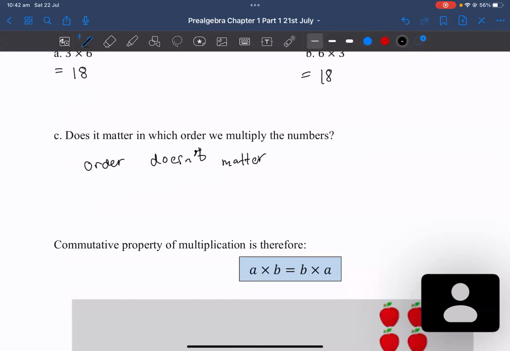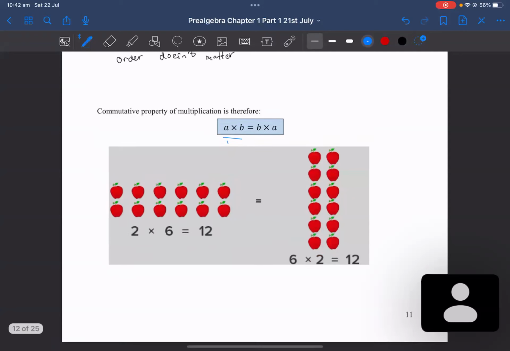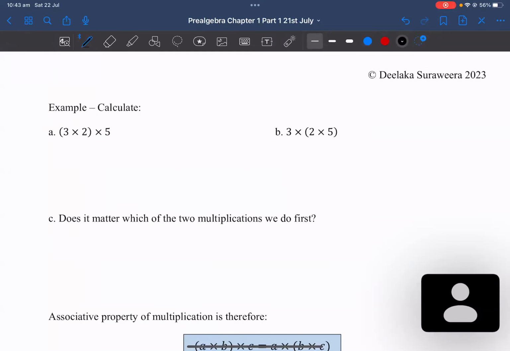So that means the commutative property of multiplication says A times B, any number A times any number B, is the same as any number B times any number A. So it doesn't matter which one goes on the left, you can rearrange them. A visual of that is 2 times 6. It doesn't matter if you count 6 groups of 2 apples or 2 groups of 6 apples. They're both 12. So I'm guessing you've seen this before, right?